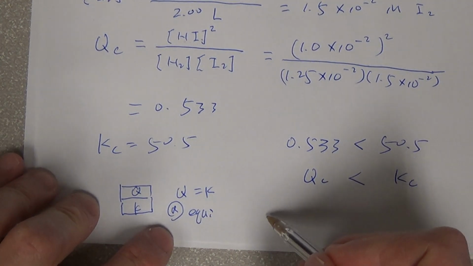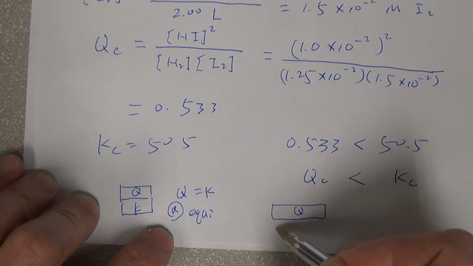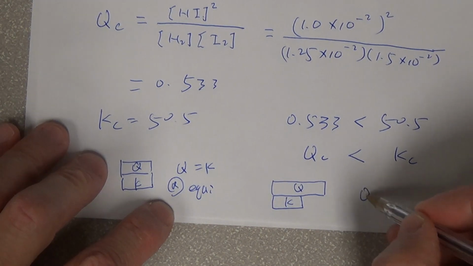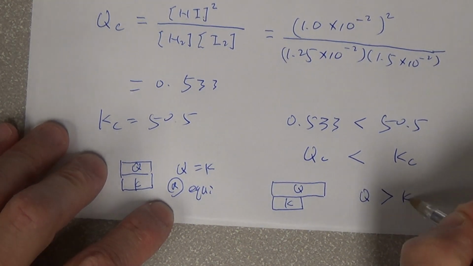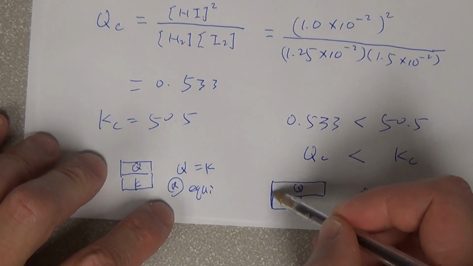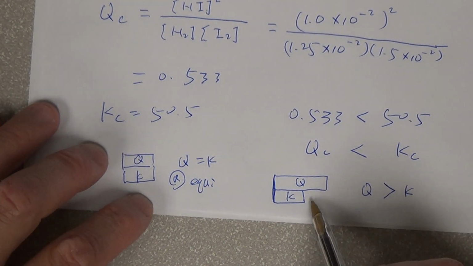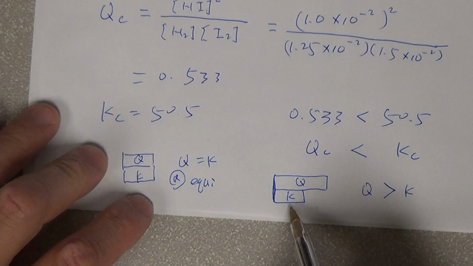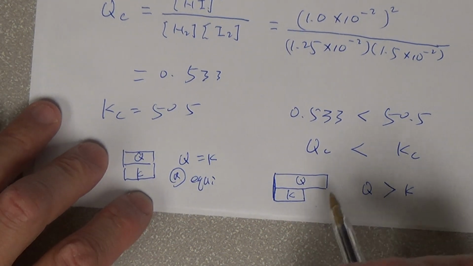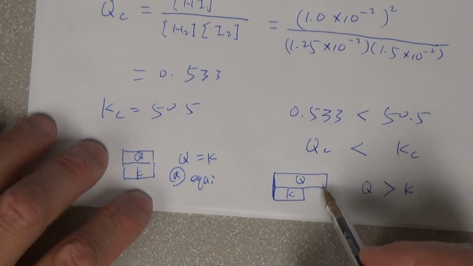And one problem is if you have a picture like this. Let's say this is the Q, and then this is K. So in this picture, Q is larger than K, and here we are not thinking about changing the temperature. K only depends on temperature, so we will keep K constant. So for this situation, it's not at equilibrium, and to reach equilibrium you want to reduce Q.